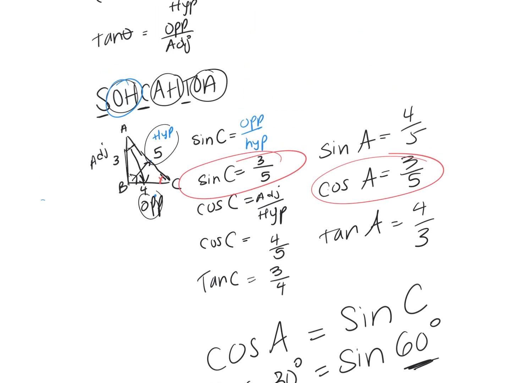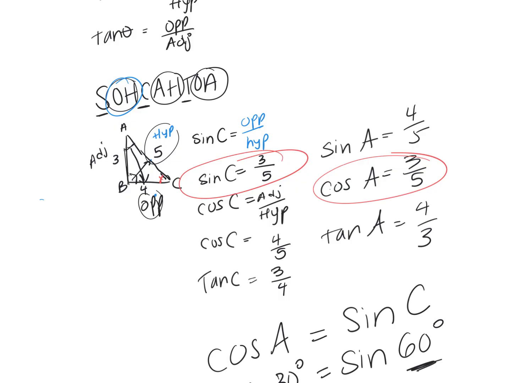The important part here is setting up your ratios correctly. In the next video, I'll show you how to find the missing side or the missing angle using trigonometry.